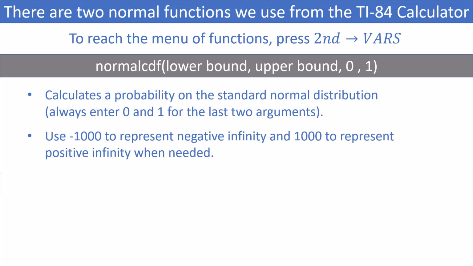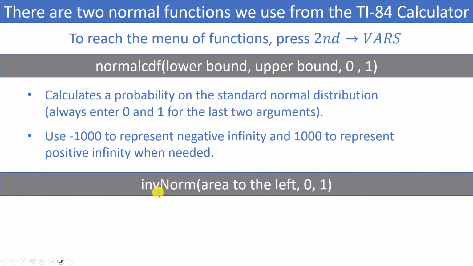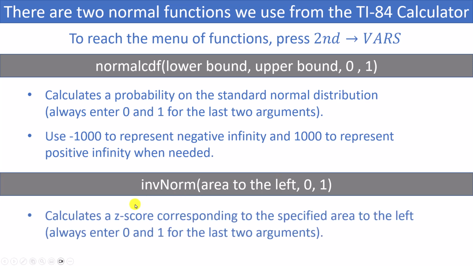The next function we will use is called inverse norm. The inputs into this function are some area to the left, 0 and 1. This will calculate the z-score corresponding to the specified area to the left on the standard normal or z distribution, as long as you enter 0 and 1 as the last two arguments. Let's look at a few examples.